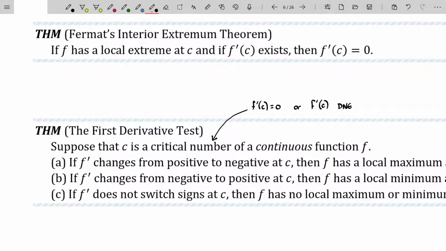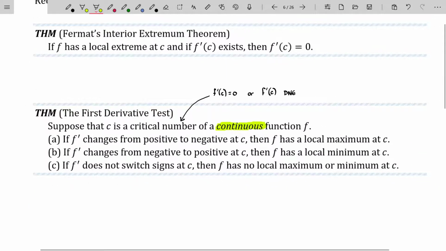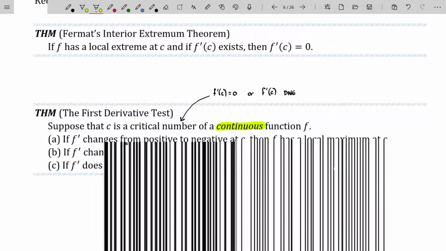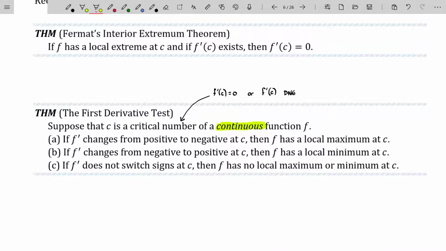So supposing you have a critical number for a continuous function f, and that continuity is incredibly important. I'll give you an example of why it's important in a little bit. But if f prime, the derivative, changes from being positive to negative at some number c, then f has a local maximum at c.